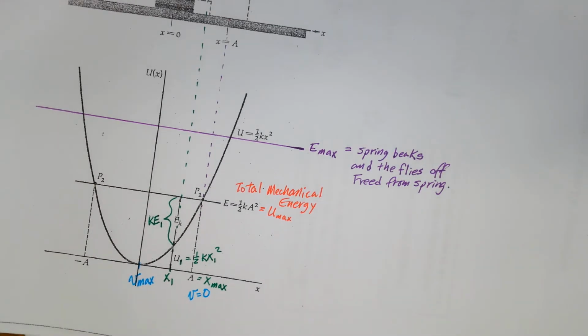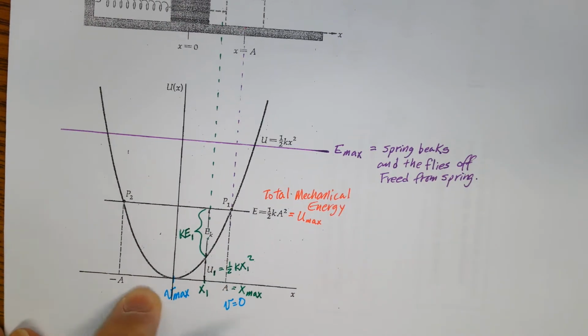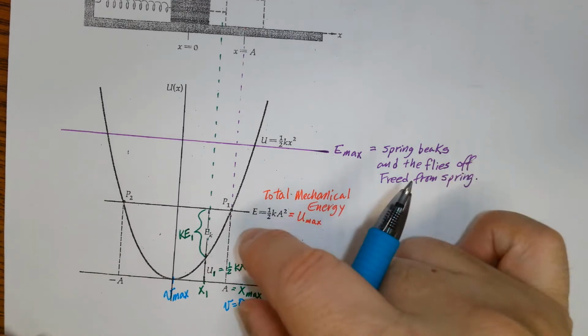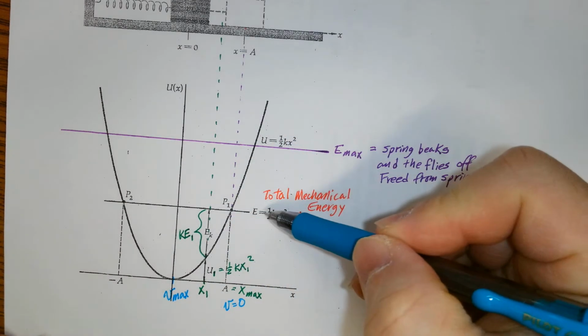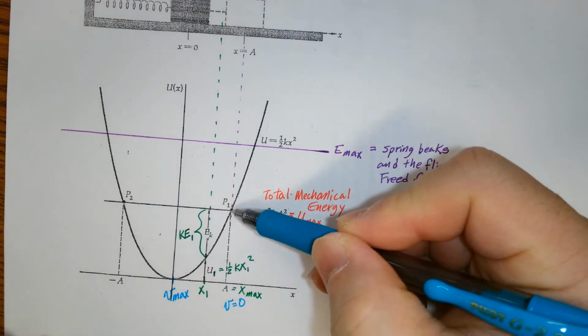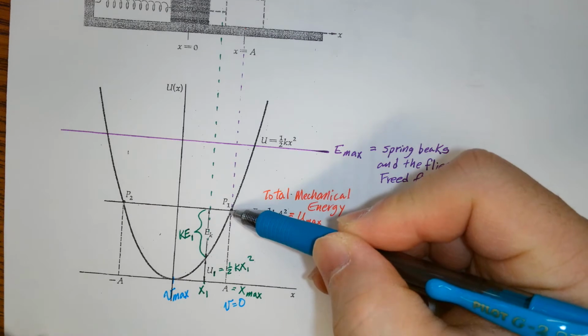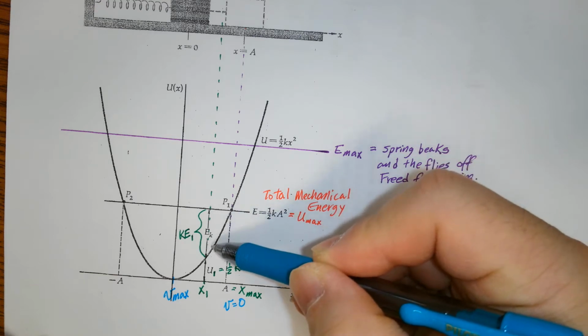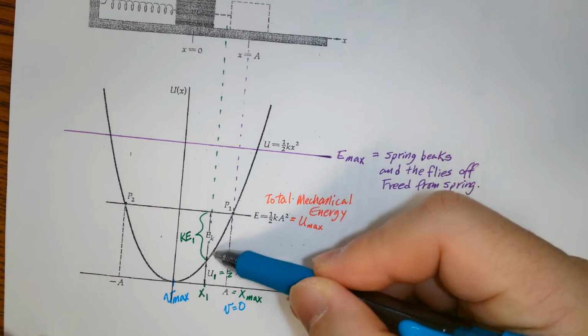The other side is going to be the same thing. So if you think about this being the total mechanical energy, and this total mechanical energy is equal to 1/2 k amplitude squared, anything that is less than that will be gained by the kinetic energy.